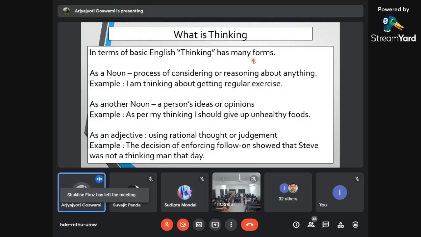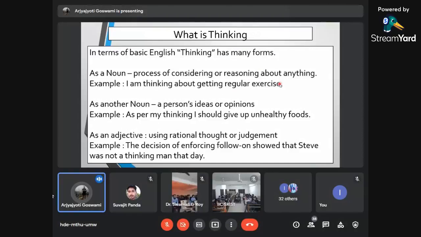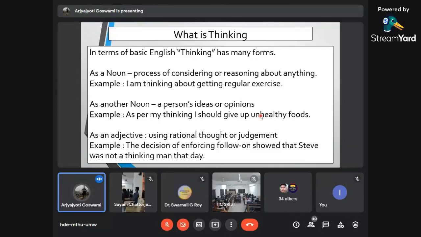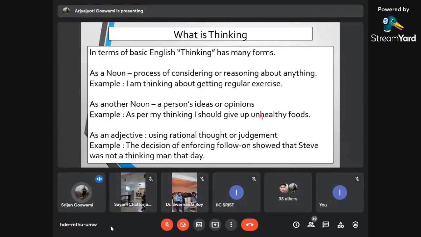Thinking, in terms of basic English, has got many forms, many usages. Thinking can be used as a noun, which basically means you are considering something. For example, I am thinking about getting regular exercise. That is one usage of thinking. Thinking as another form of noun can be another person's ideas or opinions. For example, as per my thinking, I should give up unhealthy foods. Or after this lecture, you can tell your friends, as per my thinking, the professor from NIT Durgapur sounded a bit arrogant. Or as per my thinking, the professor's session today was very helpful. That kind of usage.